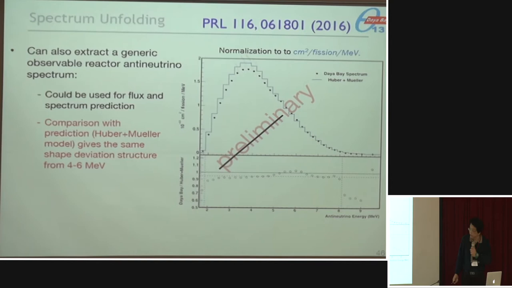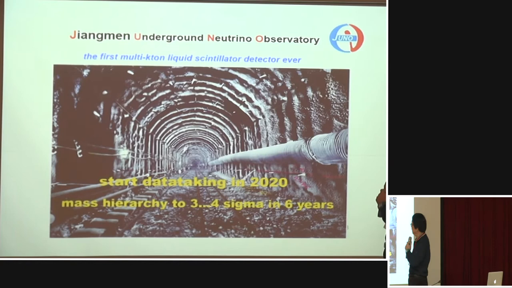Okay, and besides the so-called anomaly we've seen, with this data set, I think all we can do is try to extract a generic, model-independent antineutrino spectrum. I think this will be very useful in the future when people try to do modeling and really compare the spectrum, because as you can see, we have better than 1% accuracy.